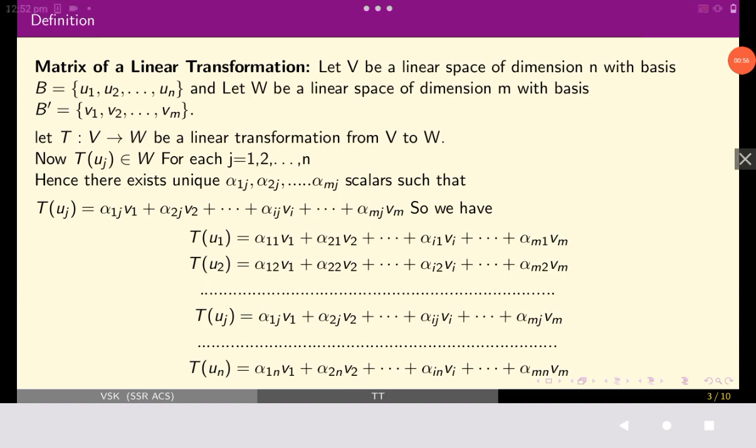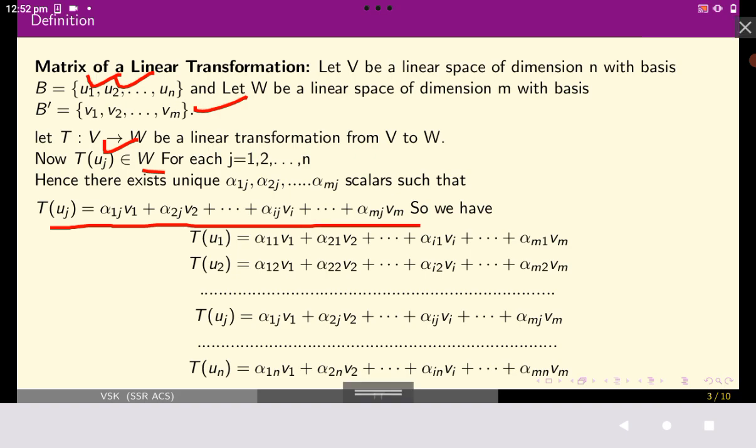Now each element Tuj will belong to W. That is Tu1, Tu2, all elements will belong to W. And W has this as a basis. So every element Tuj can be written like this, as a linear combination of these vectors V1, V2, Vm. In particular, Tu1 will be written as alpha 11, alpha 21, alpha i1, alpha m1. Tu2 will be written as alpha 12, alpha 22, alpha i2, alpha m2. Like this way all these vectors are written.